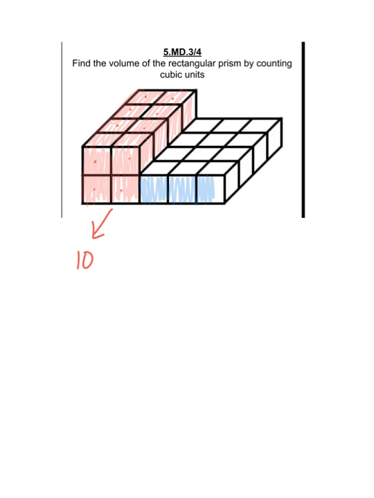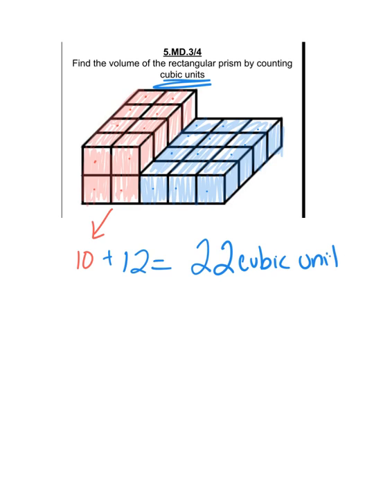And then here I have a long, kind of more flat structure. Let's see how many cubes I have here. 1, 2, 3, 4, 5, 6, 12. Okay, so I'm getting about a volume of 22 cubic units. Please always remember to include the units.